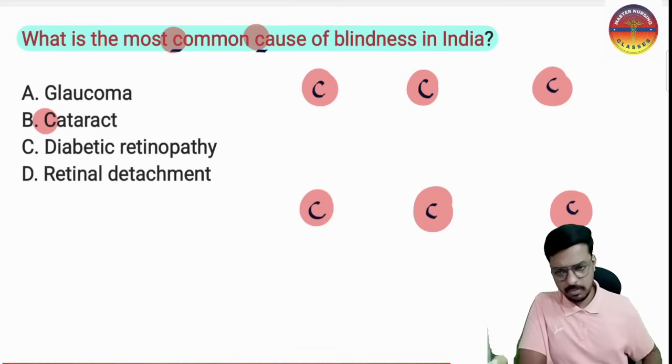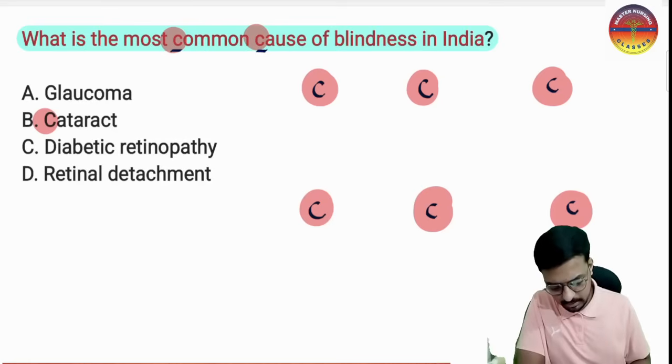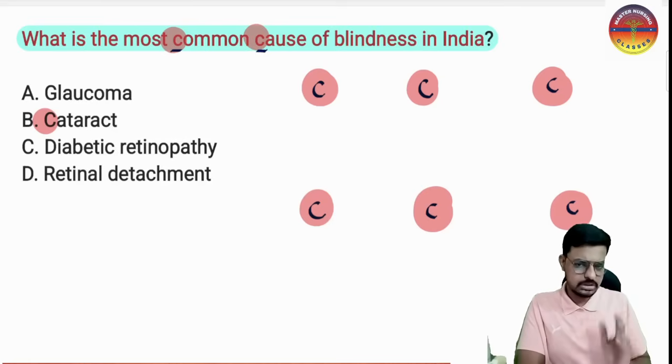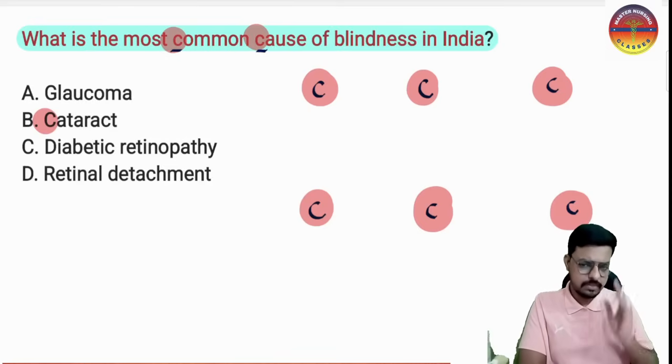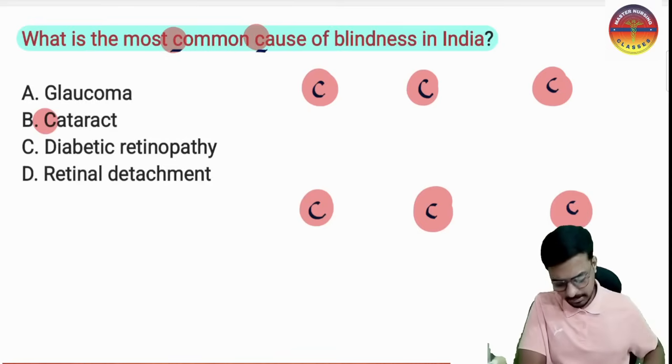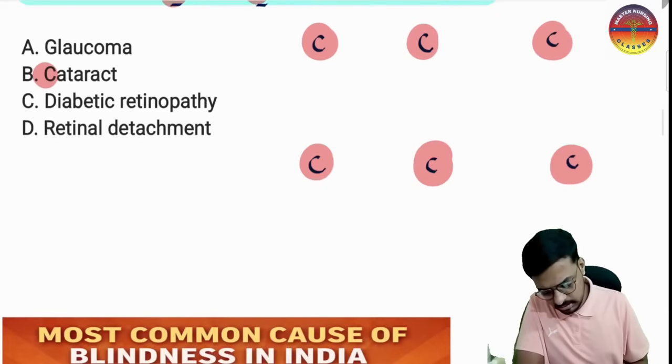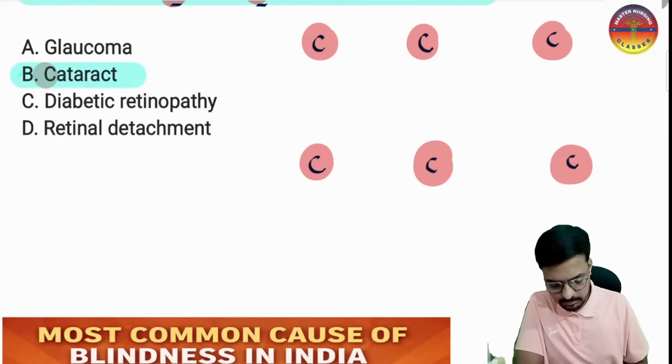I hope this question is very clear here. If the question is the common cause of blindness in India, it is cataract. The common infectious cause of blindness is trachoma. I hope it is very much clear, right? So the answer is option B.